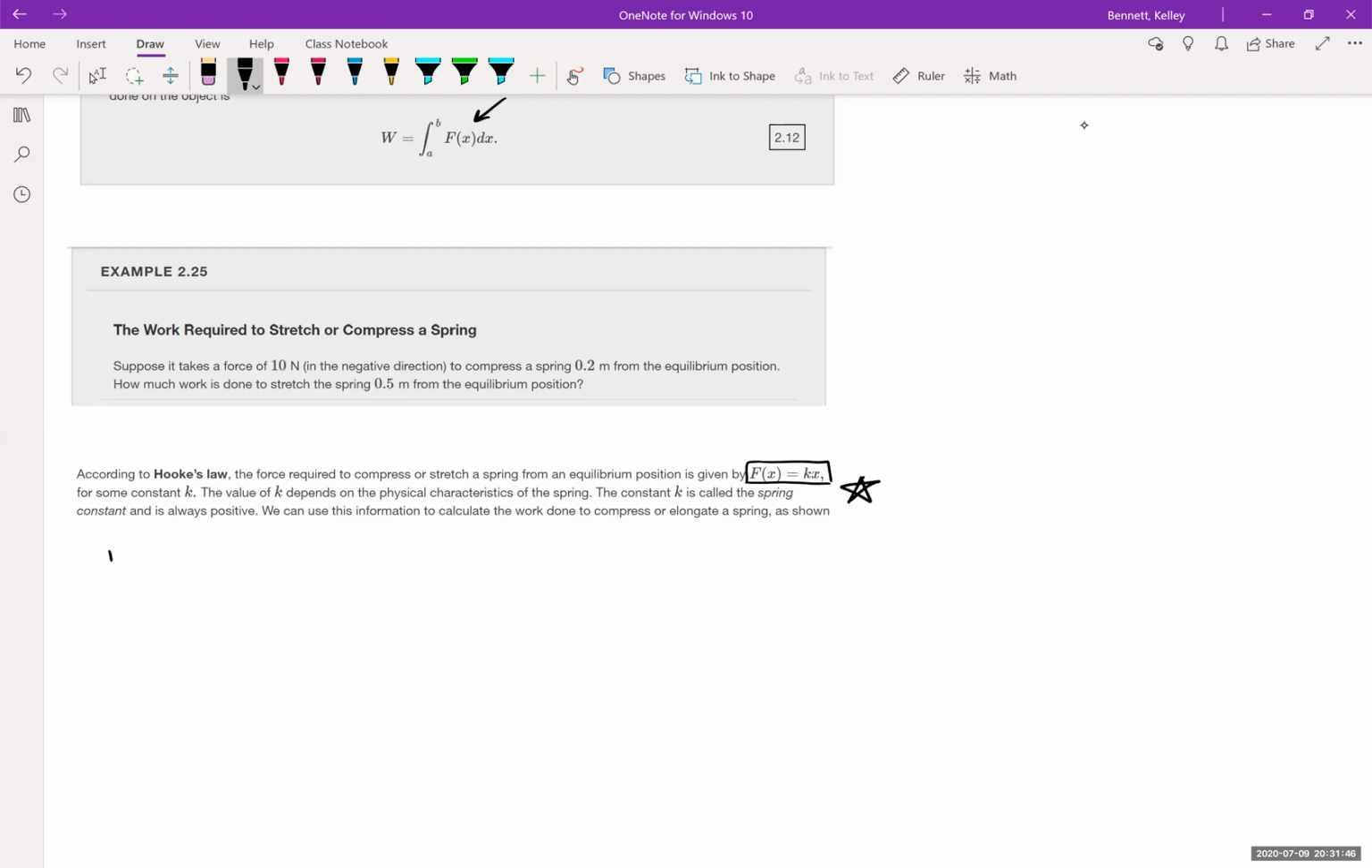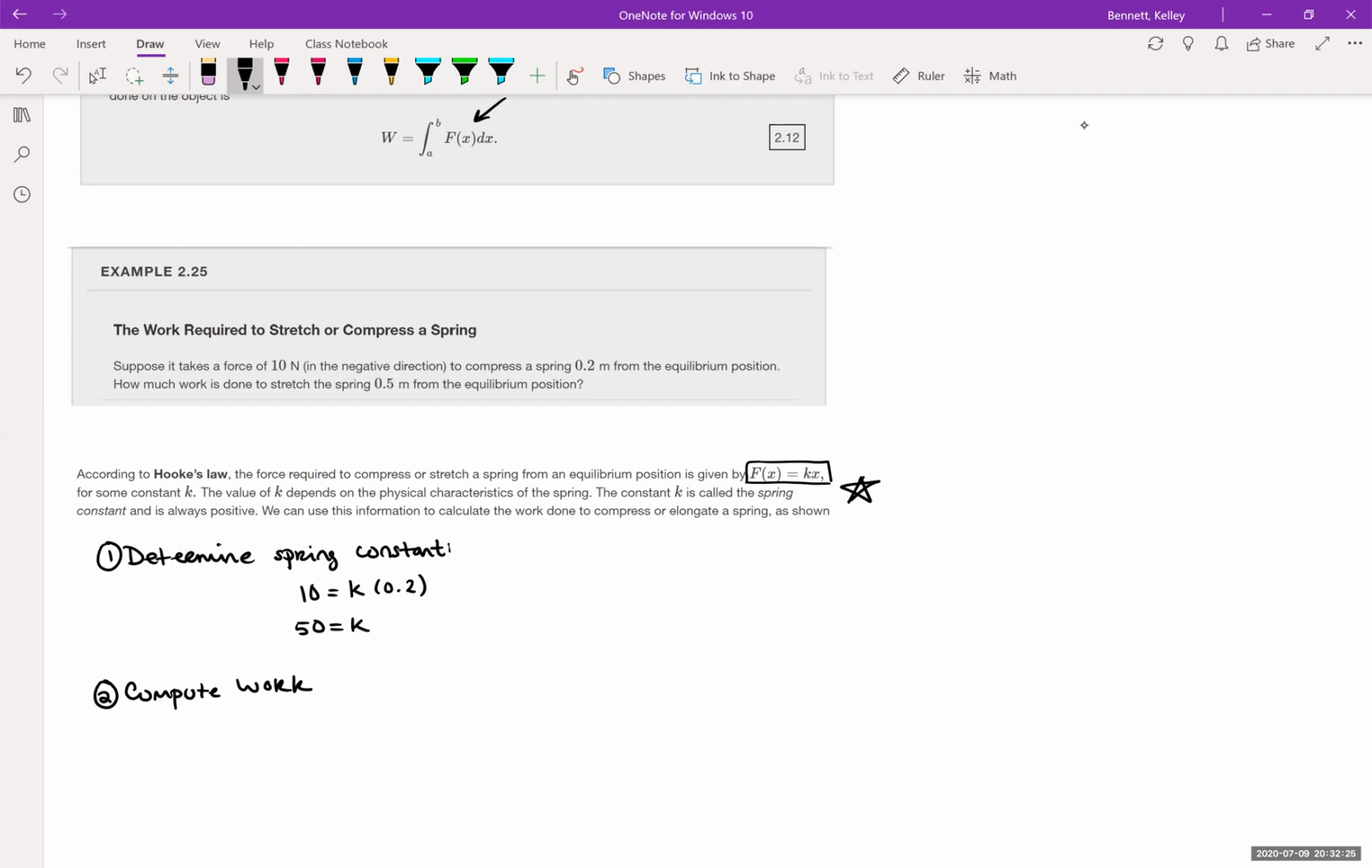Writing those steps down. We know that 10 newtons is required to compress a spring with some constant k by 0.2 meters. So for us, that means that 50 is equal to k. So done, we've computed our spring constant, and now we're going to compute work using that value for k that we just found.